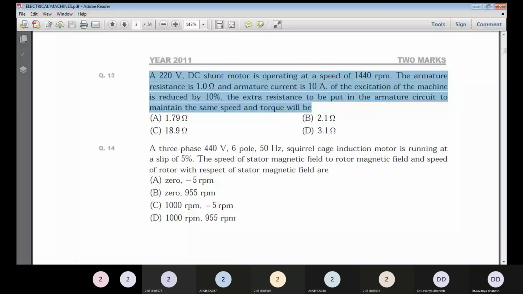I'm just substituting all this. And from this we can calculate the value of R. So this is the resistance we need to use to maintain this speed.